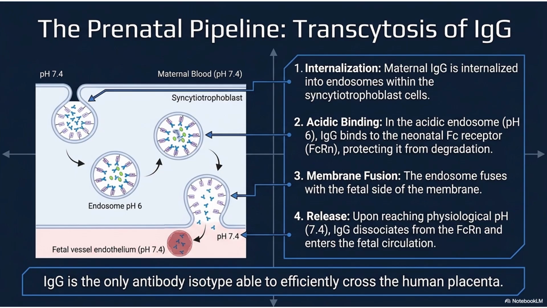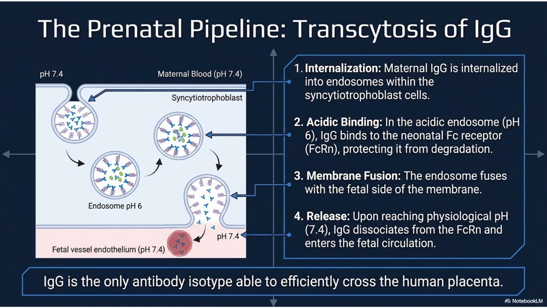Step 2, acidic binding. As that endosome matures, its interior becomes acidic, dropping to around a pH of 6. And here's the elegant trick. IgG only binds tightly to the FcRn receptor at that low pH. So the acidic environment is what makes the antibody grab onto its shuttle. And that binding also protects the IgG from being degraded inside that cell. Step 3 is membrane fusion. The endosome travels across the cell and fuses with the membrane on the fetal side.